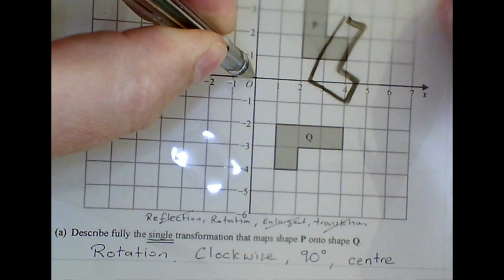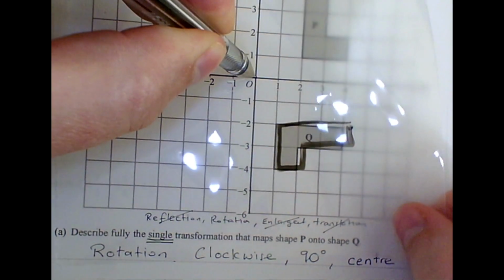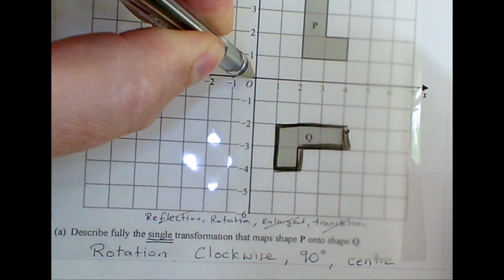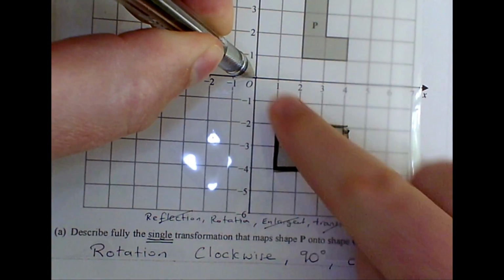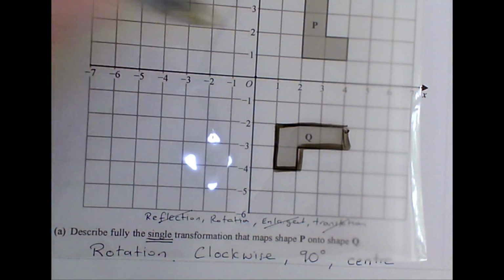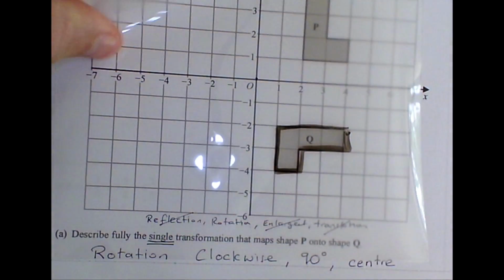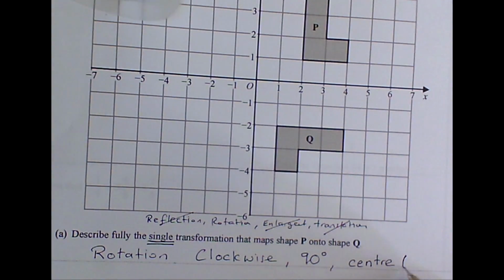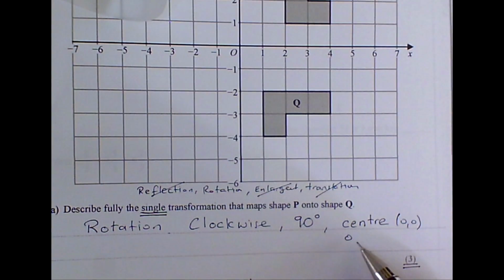Okay, here we go, and the shape does rotate directly onto Q, so I know I got it right. Now if that didn't work, I know I've got to change where my pen is and see if I can find a different coordinate. But I was lucky this time, it worked first time. So centre 0, 0 or the origin, and that will get me my 3 marks.